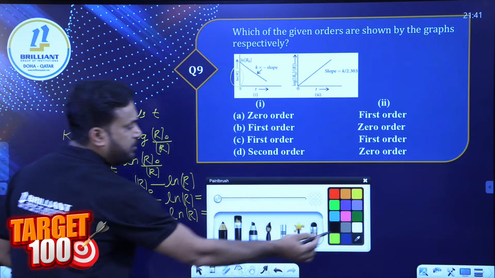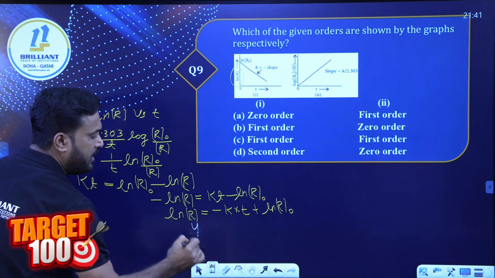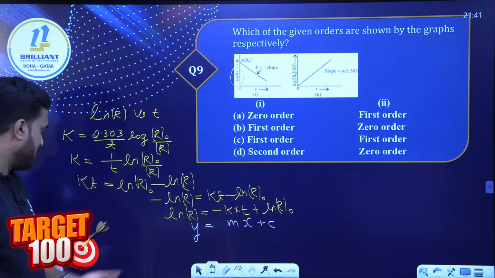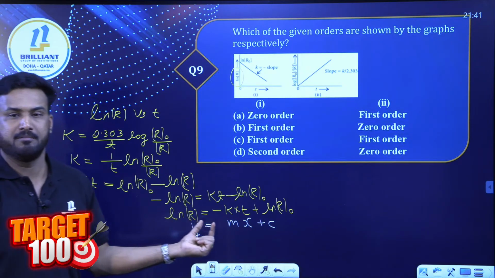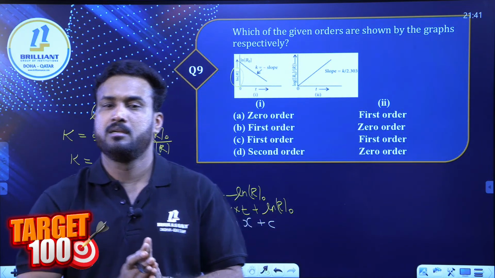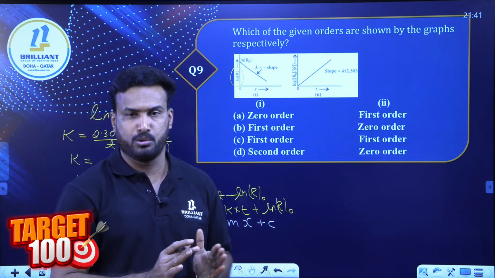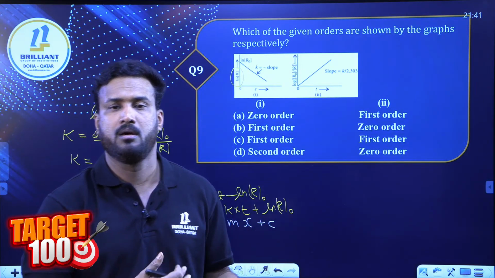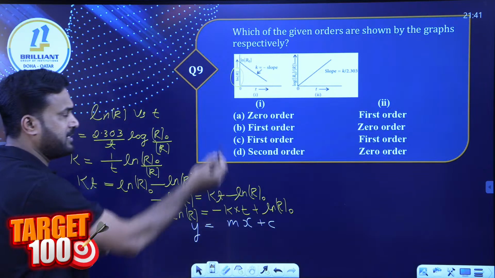Clear? Now this equation is in the form of y equal to mx plus c. While writing itself you will get the idea. This one I converted to y equal to mx plus c to get a clear idea. There should not be any confusion in this question. Next time when you get the same in the board question paper, you can expect a graph based question.